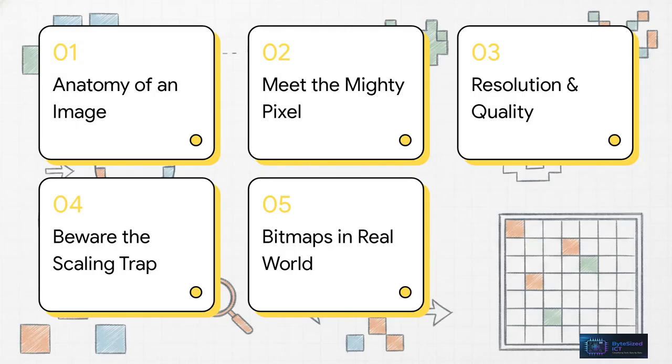So here is our roadmap for today. We're going to cover the anatomy of a digital image, meet the mighty pixel, talk about resolution and image quality, warn you about the scaling trap, and finally look at bitmaps in the real world.